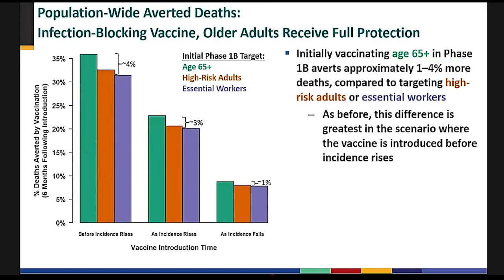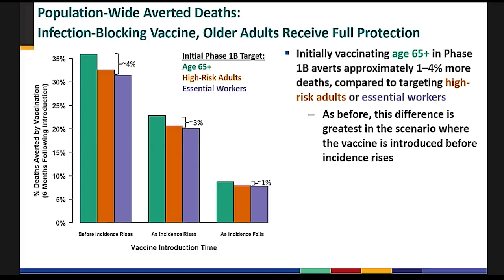This slide shows the population-wide averted percentage of deaths, assuming an infection-blocking vaccine and that older adults receive the same protection or efficacy from the vaccine as younger age groups. The bar chart now shows the percentage of deaths averted by the phase 1 campaign over the 6-month horizon following the introduction of vaccine. The timing of the different vaccination introductions is the same as before, as are the colors for each group initially receiving the 20 million doses at the beginning of phase 1B.